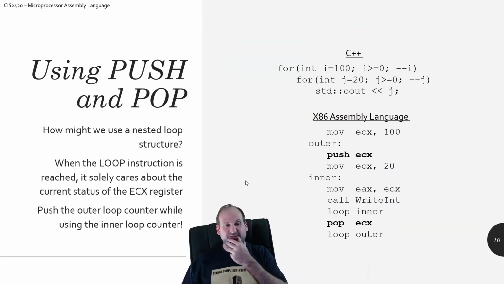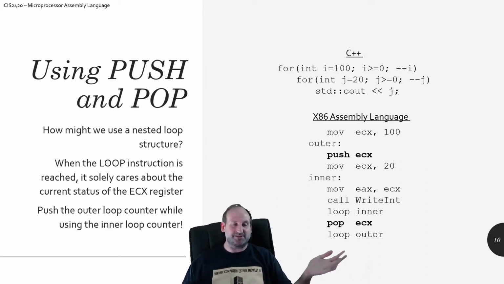Okay, so as I was saying, here's a doubly nested loop, with pushes and pops. The loop instruction is reached. It only cares about what's in ECX, as we've shown in previous lectures. So if we're trying to maintain two separate loops, we have two competing interests for this ECX register, right? We have to make sure when we hit the loop statement, we hit the correct value of ECX for the correct loop.